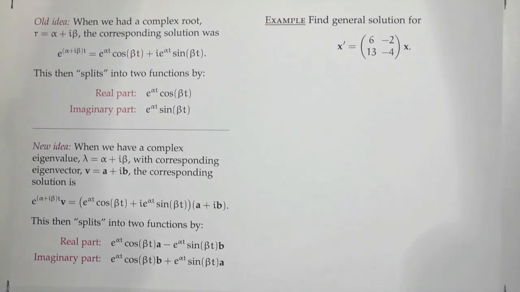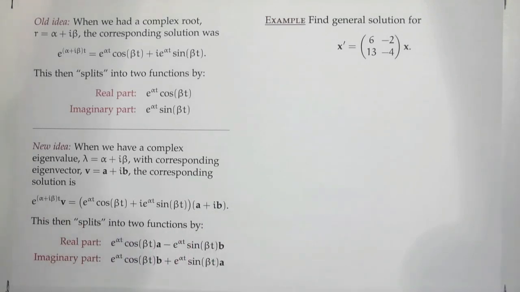So we have a complex eigenvalue. With it, there's a complex eigenvector. And just like with the numbers, where there's a real part alpha and an imaginary part beta, we break up our vector into a real part A and an imaginary part B. So our solution, e to the eigenvalue t times the eigenvector, becomes this expression.